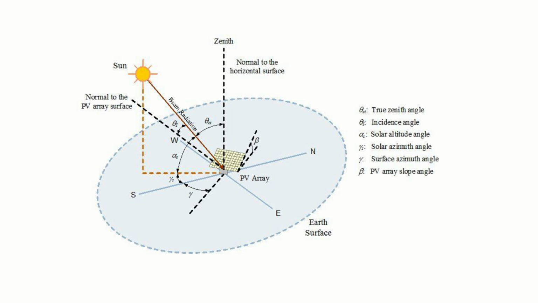This particular figure shows all the angles, that is gamma S, beta, theta Z, theta I, and gamma. The true zenith angle, the incidence angle, the solar altitude angle, the solar azimuth angle, the surface azimuth angle, and the PV array slope angle.